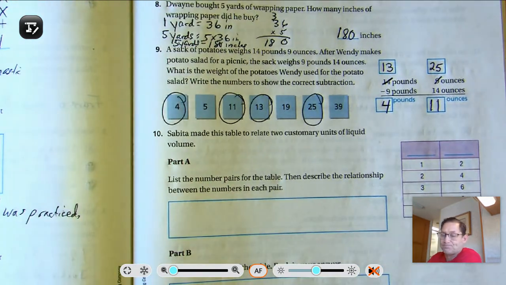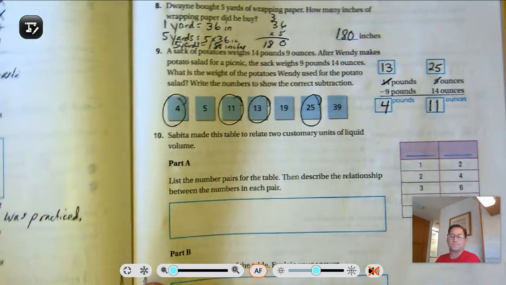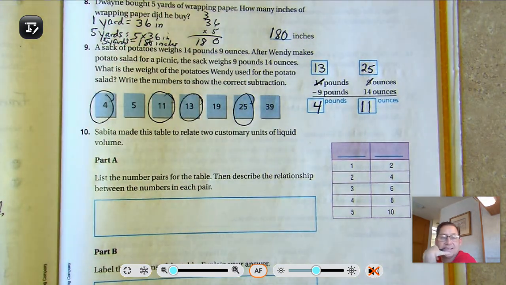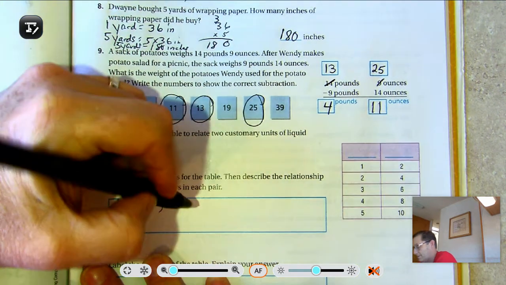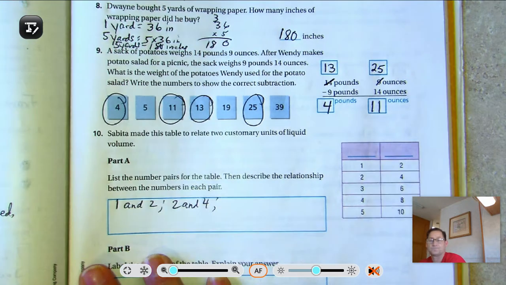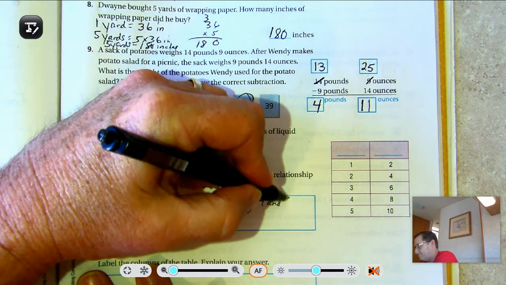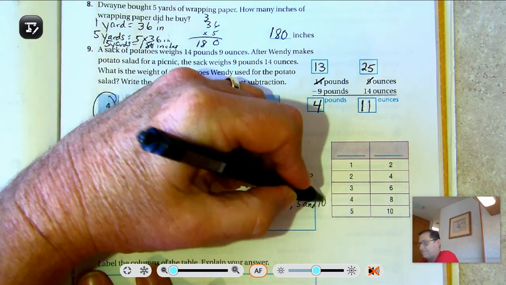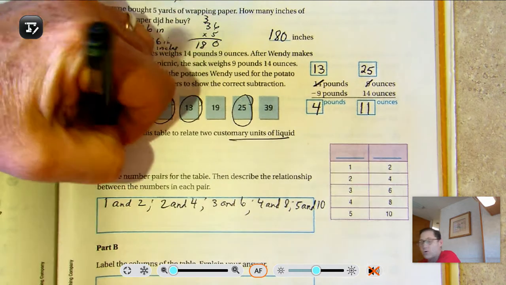Number 10. Sabita made this table to relate 2 customary units of liquid volume. List the number pairs for the table. Then describe the relationship between the numbers in each pair. Okay, so we see 1 and 2, 2 and 4, 3 and 6, 4 and 8, 5 and 10.